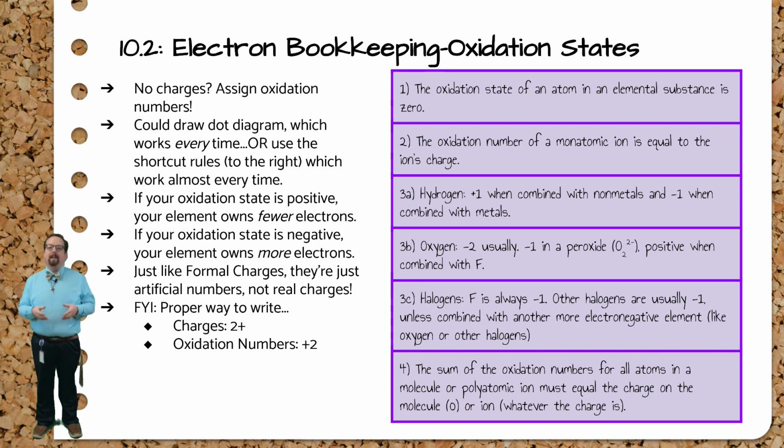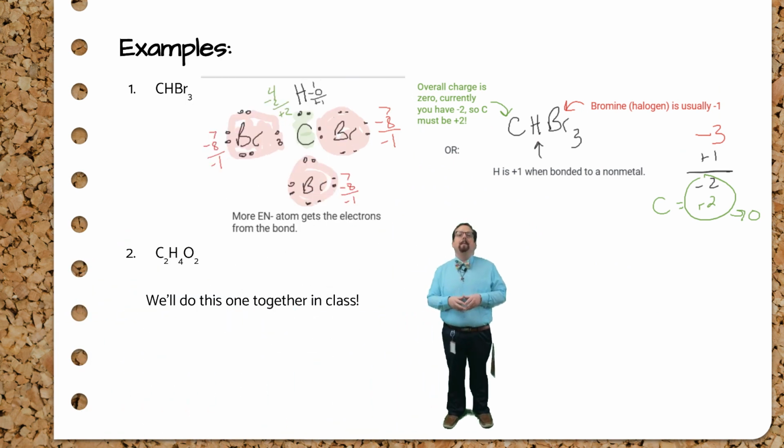The general concept is that if your oxidation state is positive, it has fewer electrons assigned to it than it would have had in its elemental state. And if it's negative, it's got more electrons assigned to it than it would have had in its elemental state. I won't be picky about it, but FYI, if we wanted to make sure we're writing oxidation numbers properly, we write them with the positive or negative sign first, then the number. The other way around is how we write charge. You might have noticed me writing charges as 2+ or 3- or whatever before, as opposed to +2 and -3. That's why. Here's a couple of quick examples.